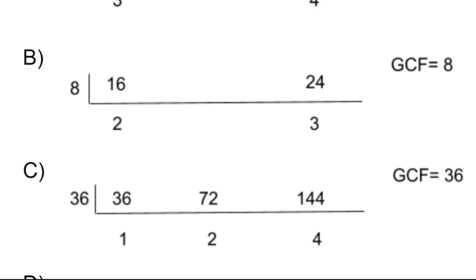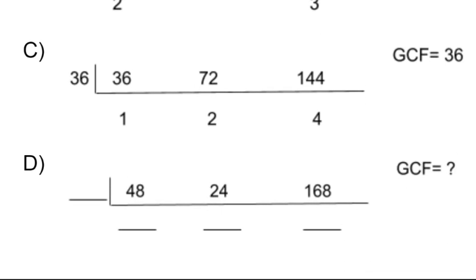I can't further divide 2 and 3 because they are both prime numbers. So the greatest common factor is 8. For 36, 72, and 144, yes, you can have these with more than 2 numbers.